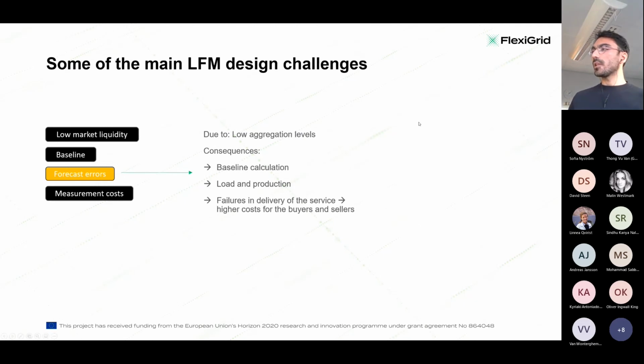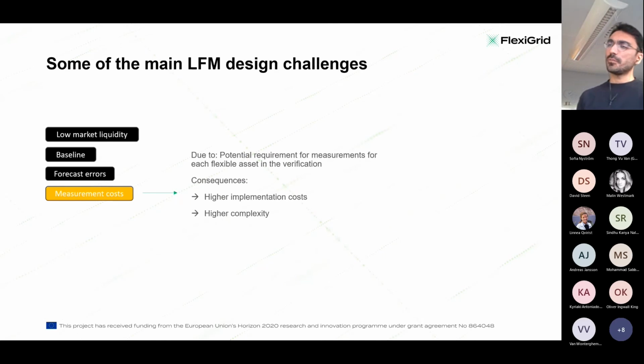Good forecasts are more challenging, so it can lead to baseline calculation challenges. Also, load and production forecasts can be harder because we are at a low aggregation level, which might eventually lead to failures in the delivery of the service. This means maybe the DSO has to cut off some load because the forecasts were bad and the flexibility service provider couldn't provide the service. And also the sellers of the service might have to pay penalties because their forecasts weren't good enough. So that's also another challenge.